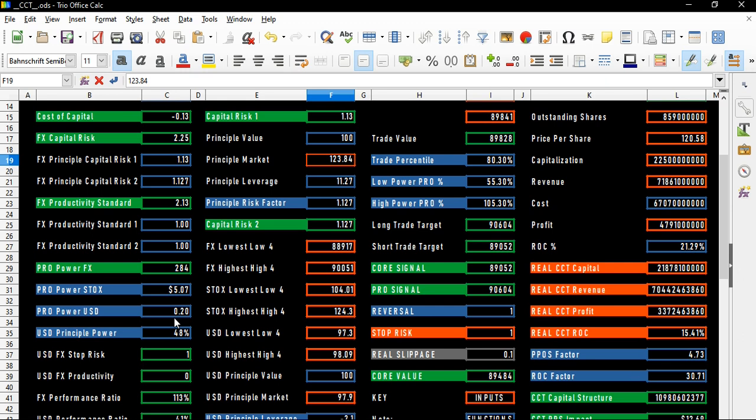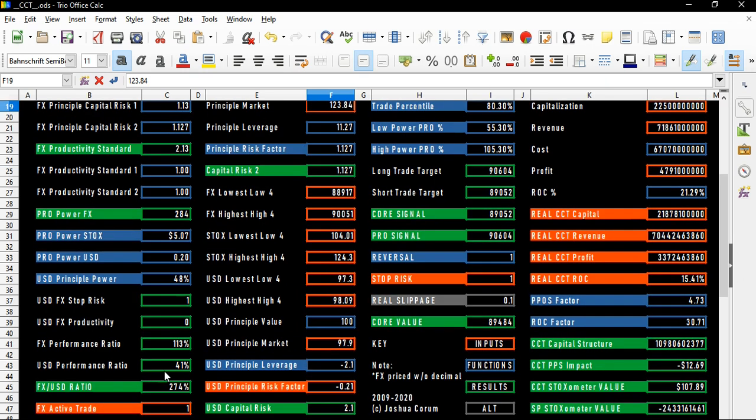So like if it's at 97.9, it could go to 97.70 or 98.10. All right, and then I have some important stop risk and productivity values. All right, so the US dollar Forex productivity values at 0, and the stop risk is 1 pip.